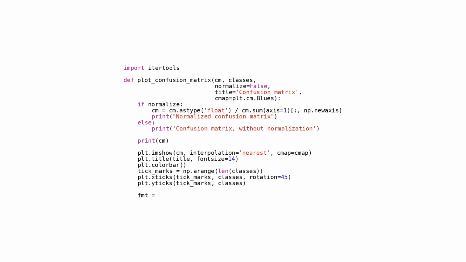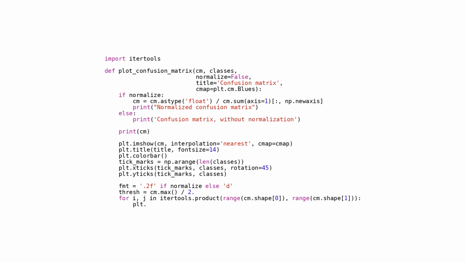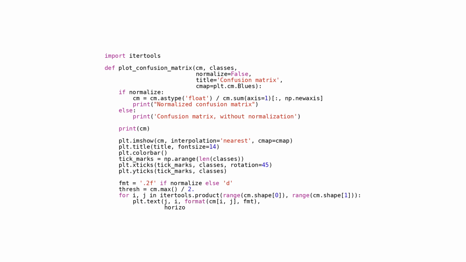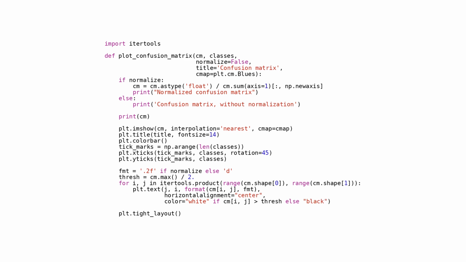The function determines the number format for displaying values, calculates the threshold for text coloring in the plot, iterates over the matrix to display values with adjusted text color based on the threshold. Lastly, it adjusts the layout, labels the axes, and creates the visualization of the confusion matrix. This function is helpful in visualizing the classification model's performance, highlighting correct and incorrect predictions to aid in model assessment and improvement.